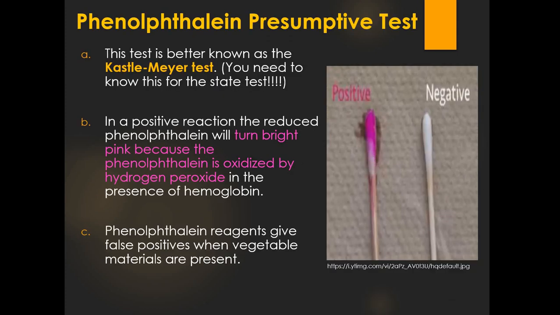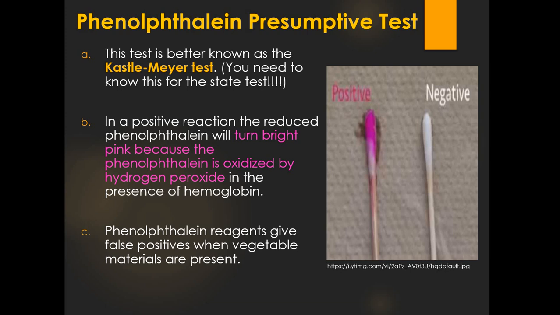Okay, so the first one is the phenolphthalein presumptive test. This is also known as the Kastle-Meyer test. You'll need to know that for the test. So it's basically just using, if you've ever had chemistry, phenolphthalein. And the phenolphthalein will turn pink in a base. And if we put a little bit of hydrogen peroxide on a blood sample, then it will turn pink when we put phenolphthalein in it. So in the presence of hemoglobin, phenolphthalein will turn pink if it's been treated with hydrogen peroxide.